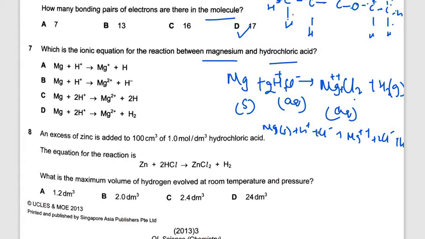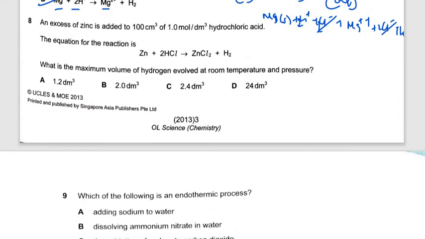So basically then there will be 2 hydrogen here and 2 chlorine here. Whatever is common, chlorine, you just remove it out, the 2 hydrogen here, and then this is hydrogen gas, so that will not go. So which option is matching here? You have magnesium, you have hydrogen, you have Mg 2 plus, so option D is the correct option. Now question number 8, the excess zinc is added to this much hydrochloric acid.